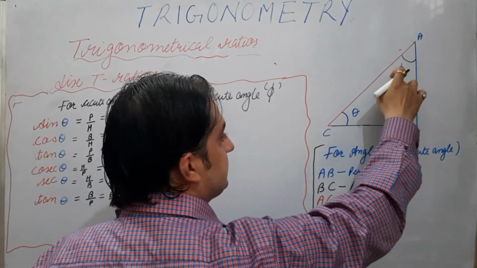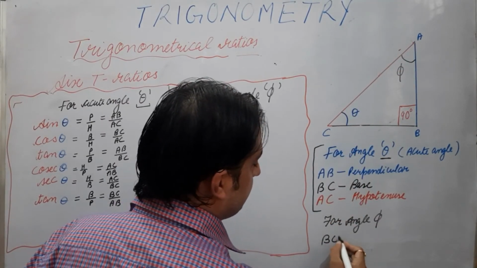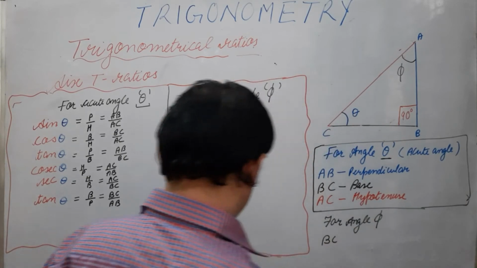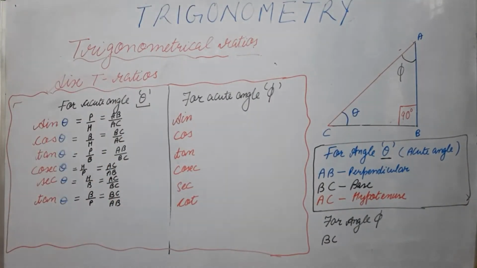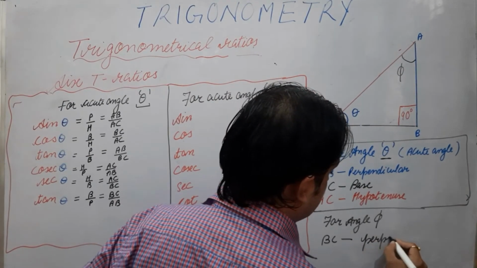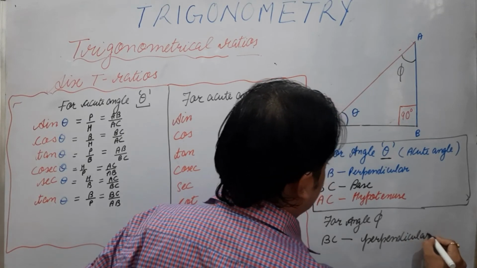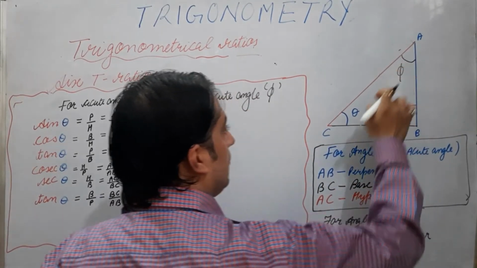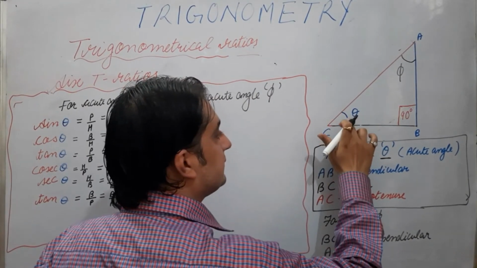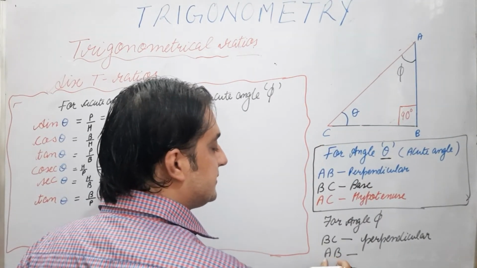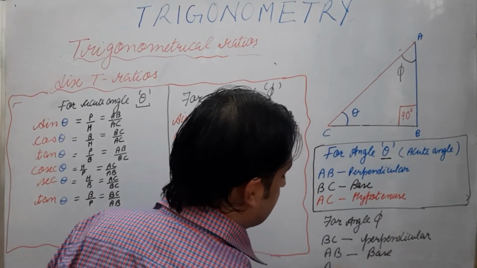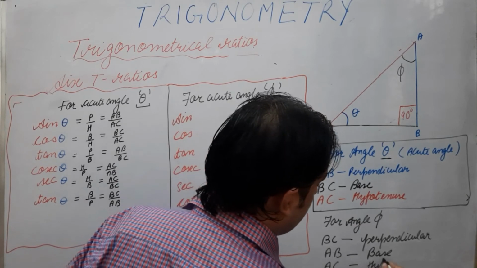So for this angle phi, the side opposite is BC. So BC is the perpendicular, since this side is opposite to this angle, and AB, which was the perpendicular for angle theta, now this side will become the base for this angle, that is base, and AC has no change, it is the hypotenuse.